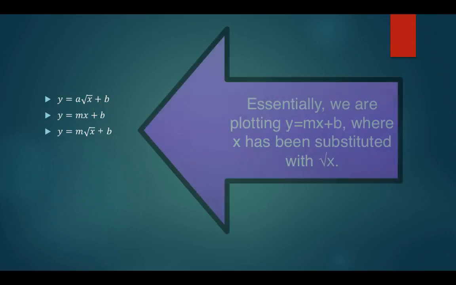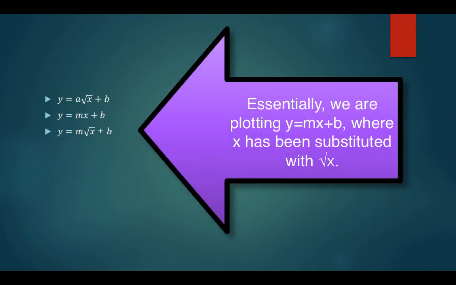If we exchange the x variable from the y equals mx plus b equation with the square root x variable from the y equals a square root x plus b equation, then we have a linear function. I know, confusing, so watch this section over one more time.